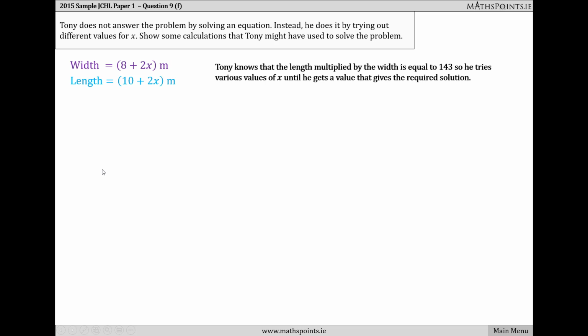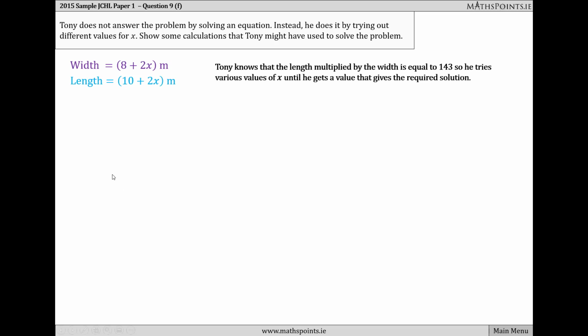So Tony didn't solve the problem using an equation. Instead, he tries out various values of x. And so we have to show some calculations that Tony might have used to solve the problem. So we make the assumption that Tony agrees that the width is 8 plus 2x and that the length is 10 plus 2x, as in Elaine's calculations. And so he's going to try various values of x, so that when you multiply the width by the length, you get the value for the area of the plot, which is 143. So we can only assume what Tony's guesses were.